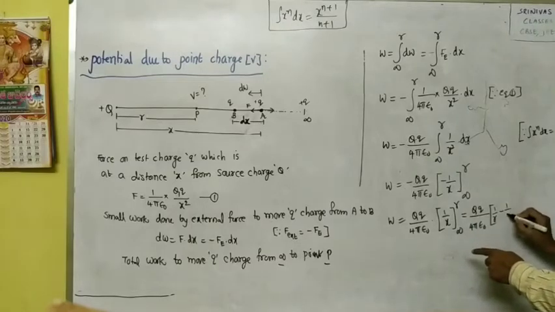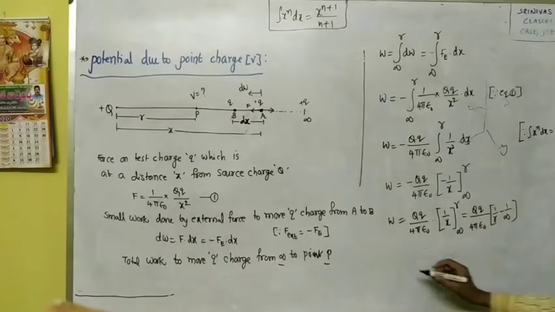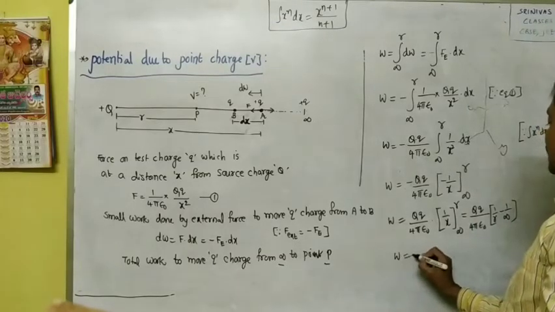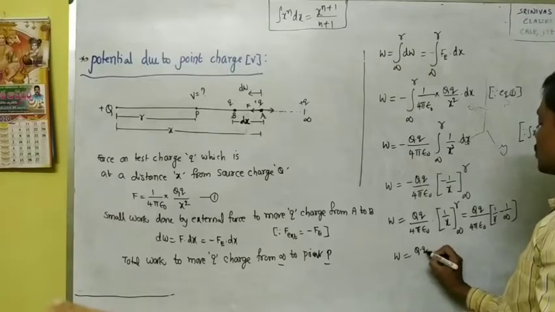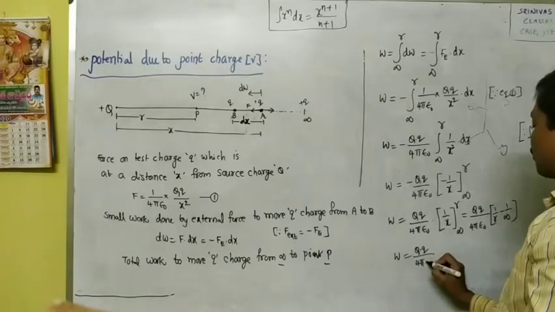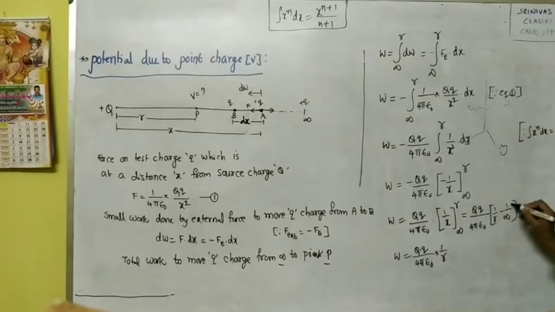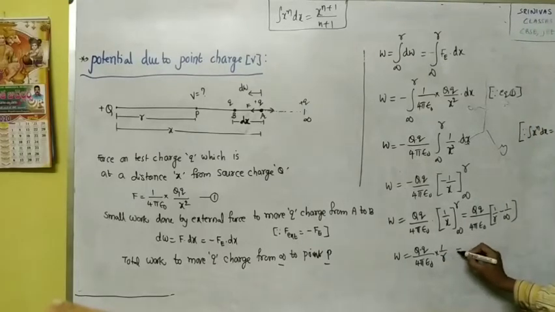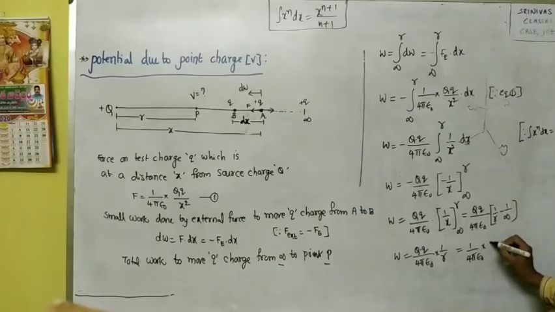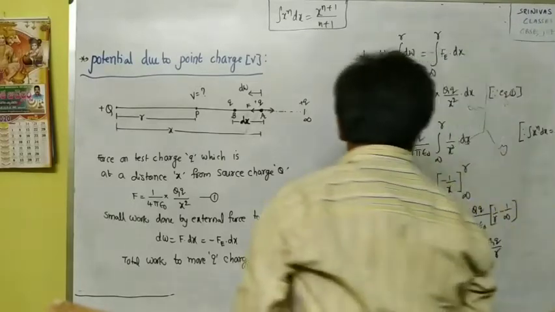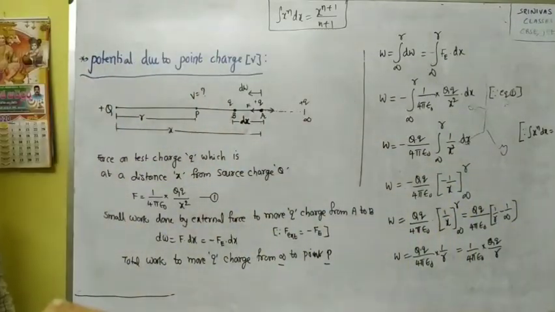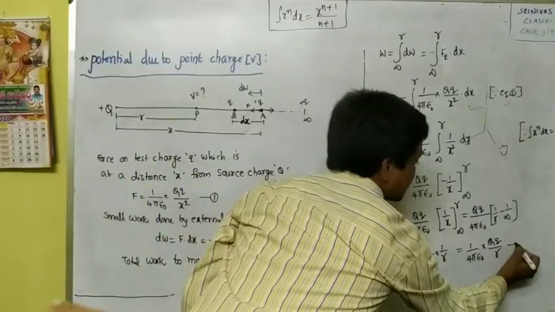Now we write 1 by infinity. Then we get the work formula as capital Q into small q by 4 pi epsilon naught into 1 by r. 1 by infinity value is 0. Finally we get the work formula: 1 by 4 pi epsilon naught into capital Q into small q by r. Let us consider this as equation 2.